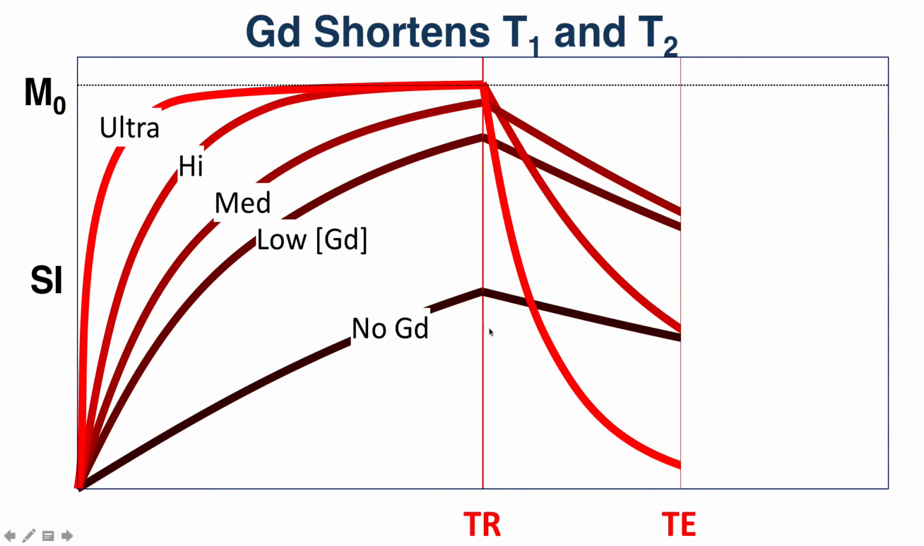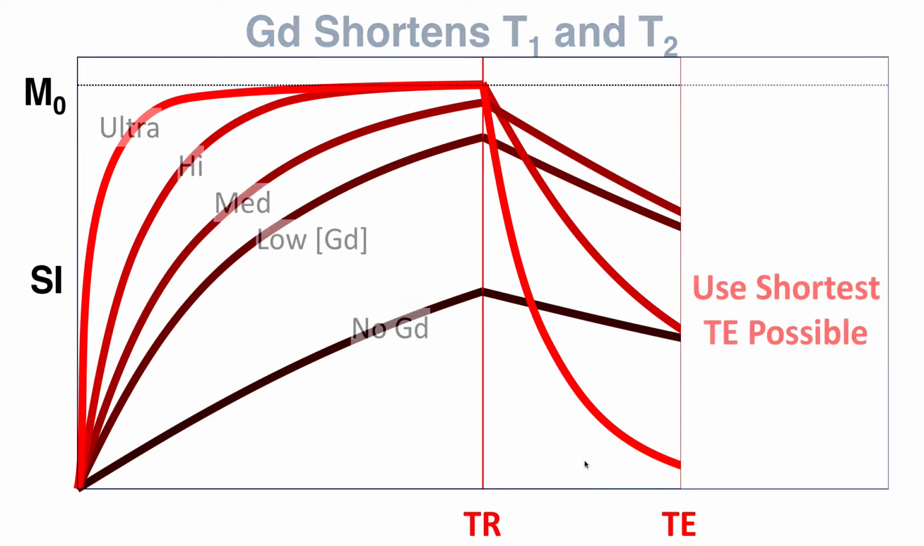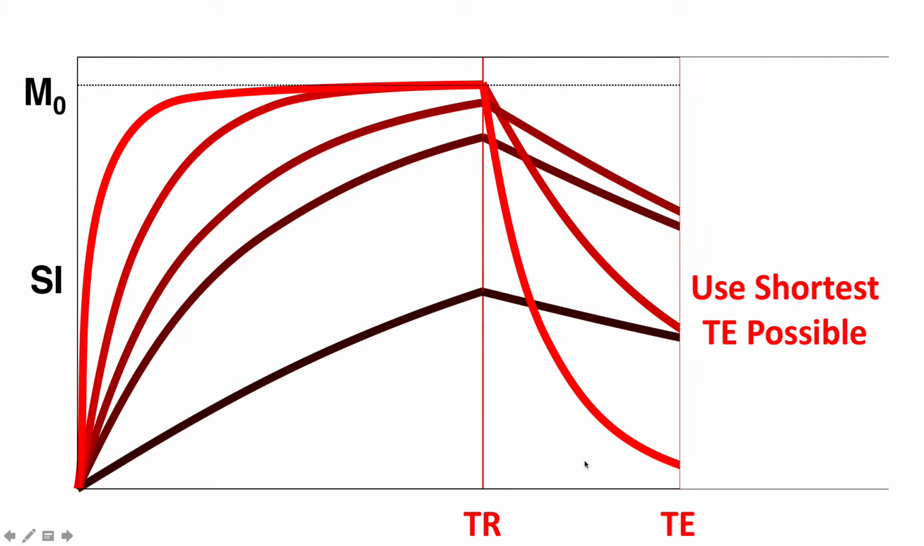So the point of this is that there is a magical amount of gadolinium that you can give, given your TR and TE, that will maximize the signal. But this is definitely a case where more is not necessarily better. After a certain point, giving more gadolinium, you actually start losing signal because the gadolinium causes so much dephasing during this TE time. And use the shortest TE possible.